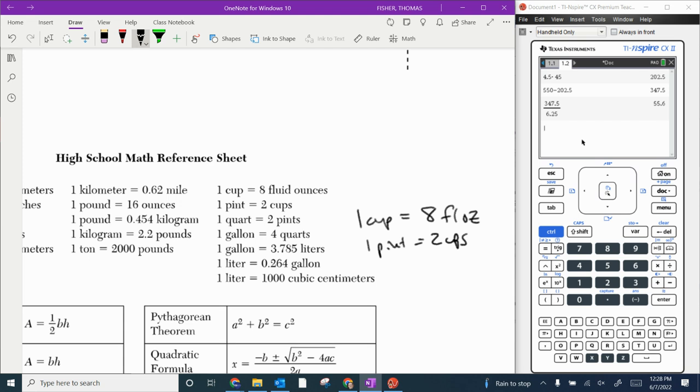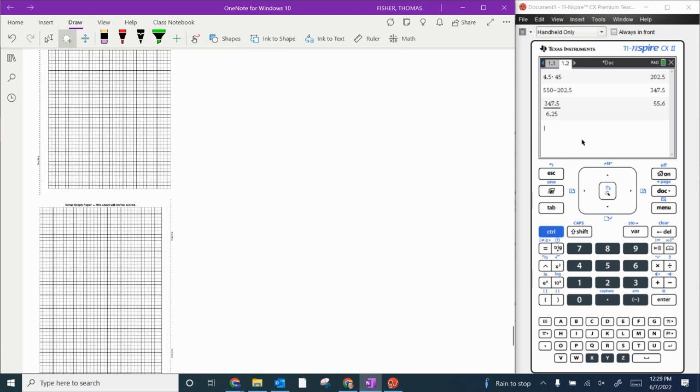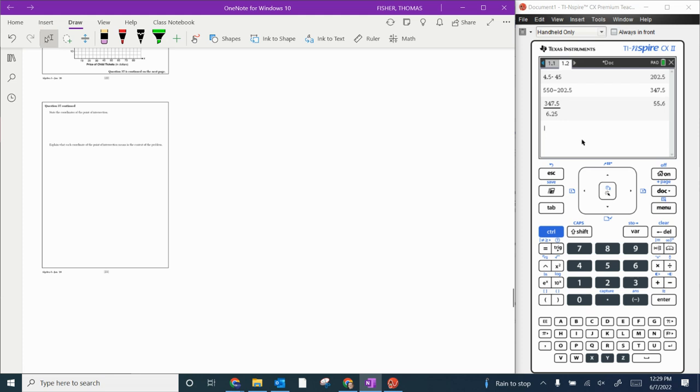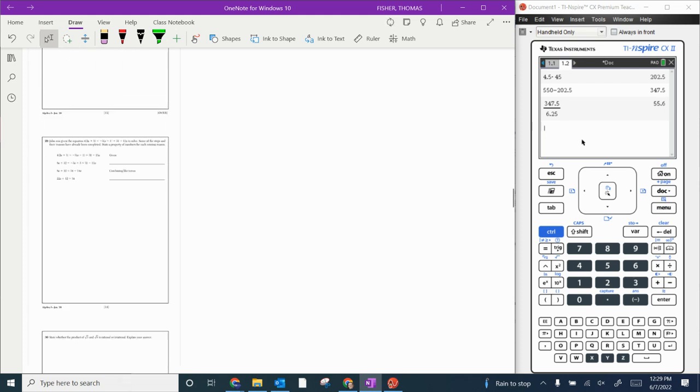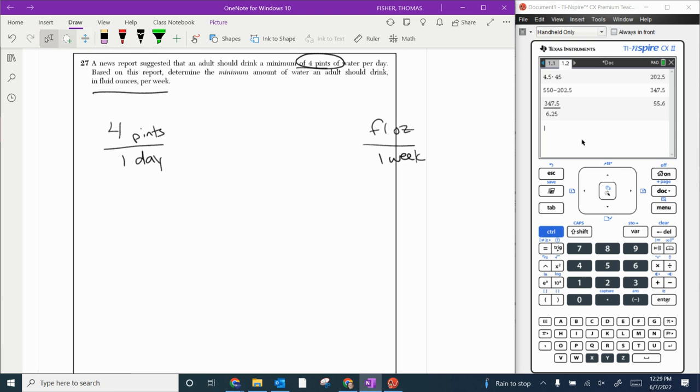I wanted us to get from pints to ounces, so now I can copy and paste this, and I'm going to bring that back where we were. So don't forget about that reference sheet, because you're going to need that, like we need right now, for some questions. So I'm going to put that here.